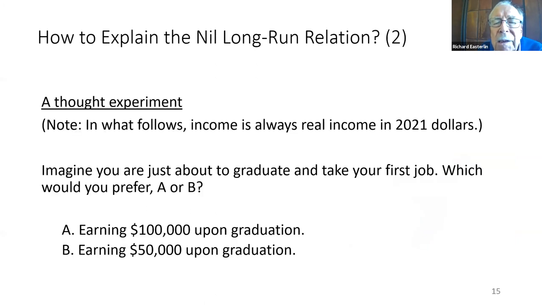So now, as a way of getting at the benchmark to evaluate income, let me do a thought experiment. And note first that in what follows, the options, income is always constant 2021 dollars. So the thought experiment is this, to start with. Imagine you're just about to graduate and considering options A and B below. Which would you prefer, A or B? Earning $100,000 on graduation or $50,000 on graduation? And I think everybody would quickly opt for option A, $100,000. Next slide.